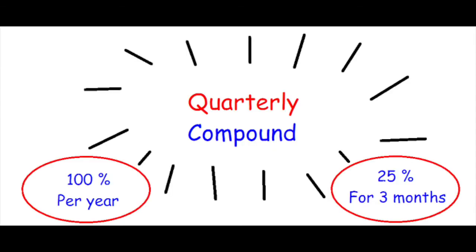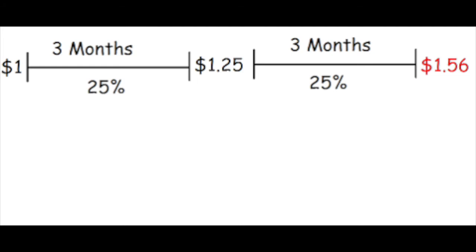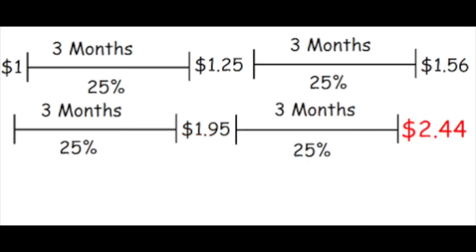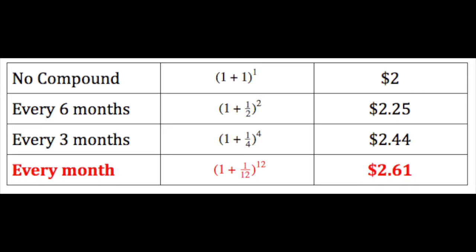Next up is a quarterly compound, where the interest is compounded 4 times a year. So, after 3 months, you will owe $1.25, and then, after another 3 months, you will owe $1.56, and then you will owe $1.95, and then you will owe $2.44, which can be written as (1 plus 1/4) to the power of 4. Now, let's try a monthly compound. Now that we figured out the formula, all we have to do is (1 plus 1/12) to the power of 12, which is approximately 2.61.